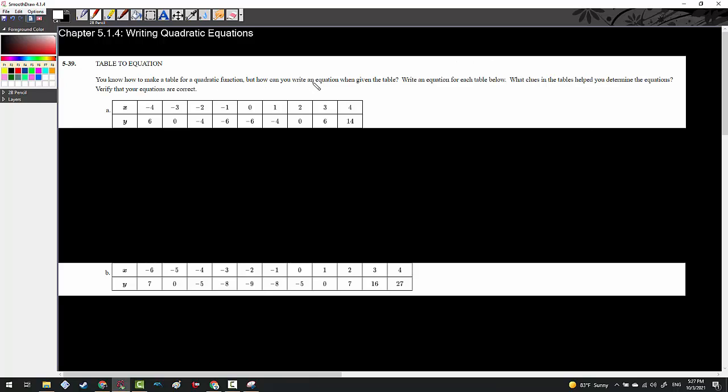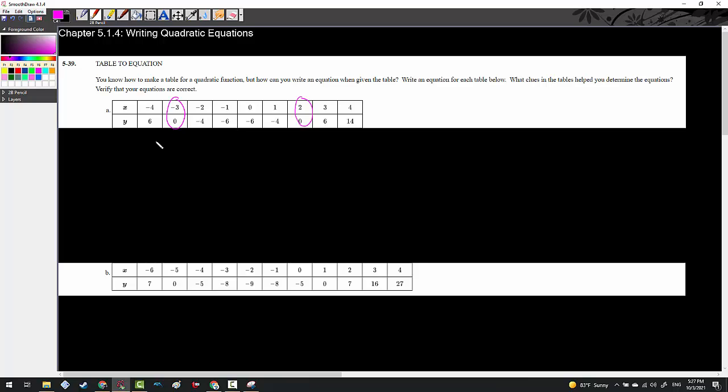And so in problem 5-39, it says you know how to make a table from a quadratic function, but can we write an equation when given the table? So we have to write the equation for the table below, and we have to use the really important pieces of information. Now, I just talked about the x-intercepts, and I really do think that we should begin with that.